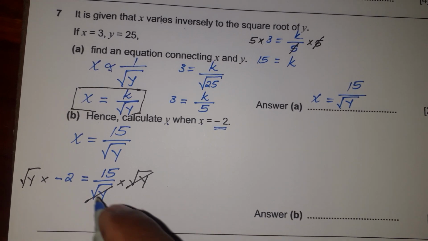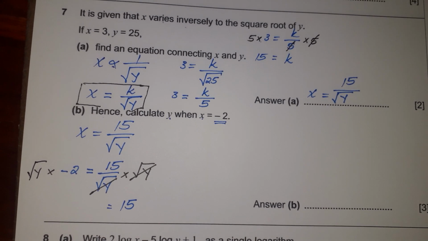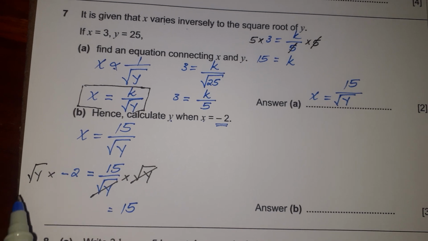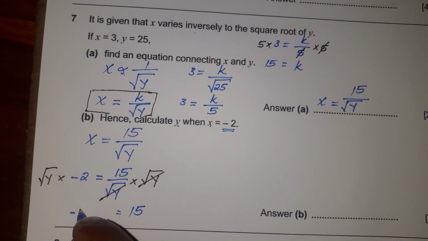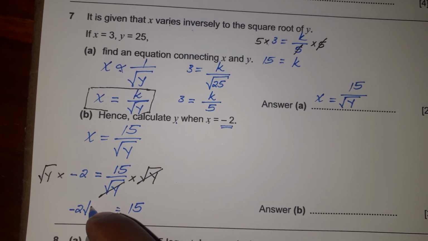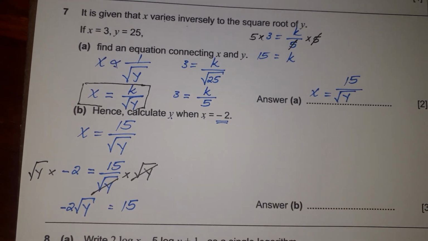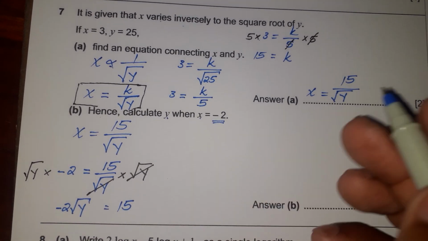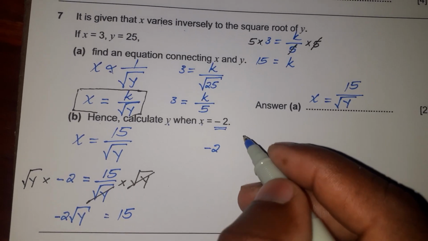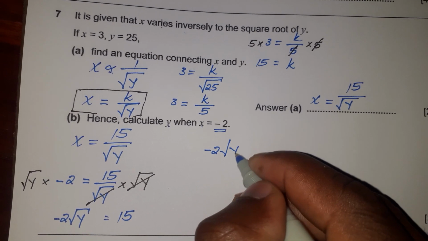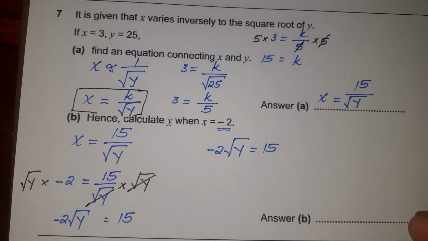Now this side we are only left with 15, while this side, square root of y times -2, we get -2 times square root of y. Let me rewrite that. Negative 2, and then square root of y equal to 15.